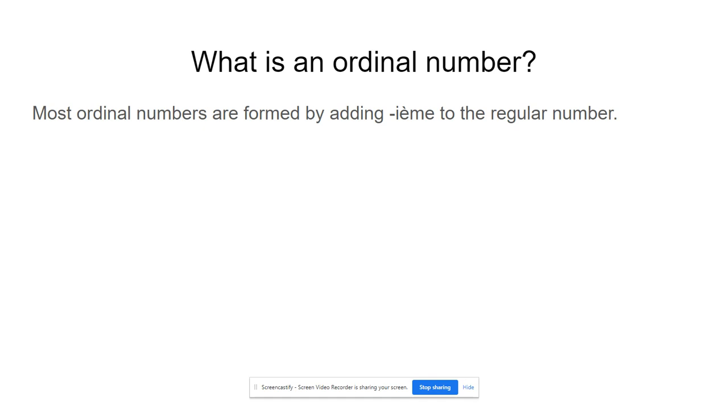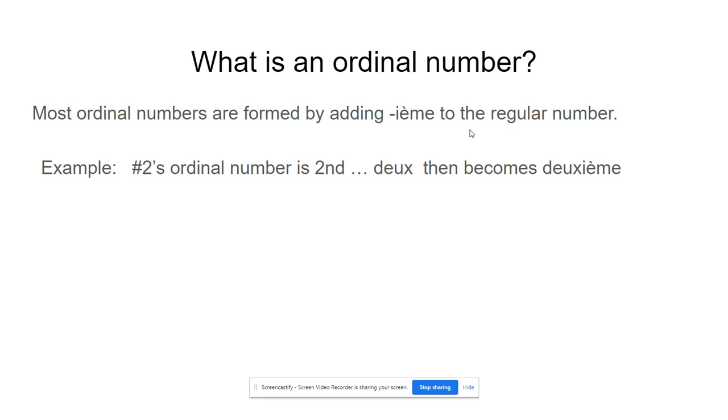So usually to form an ordinal number, all you have to do is add em to the regular number. So you take your regular number, right? For example, number two's ordinal number is second. So in French, you would take deux, and then you would add em to your number deux, and it becomes deuxième. So deuxième is second, right? Deux, deuxième. Two, second.